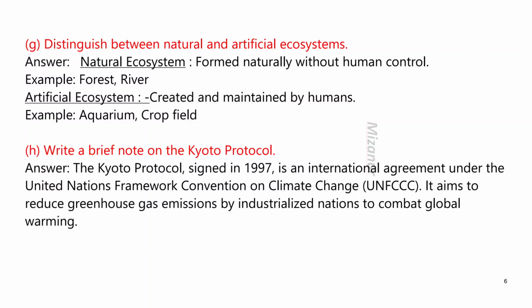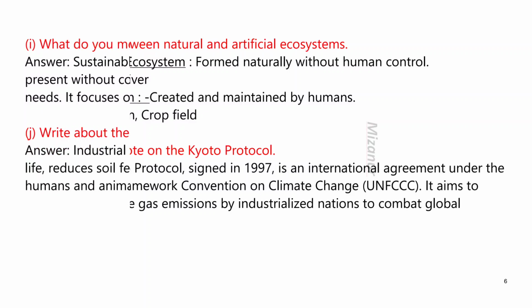Question H, write a brief note on Kyoto Protocol. Answer, the Kyoto Protocol signed in 1997 is an international agreement under the United Nations Framework Convention on Climate Change, UNFCCC. It aims to reduce greenhouse gas emissions by industrialized nations to combat global warming.